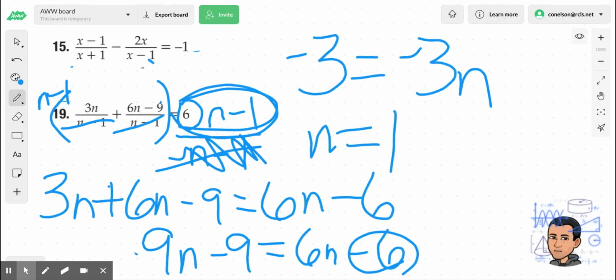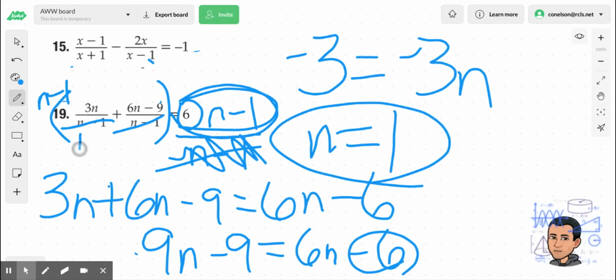Let me just double check my answer and see. So now that is the right answer. The negatives cancel out. But if you put it in there, you'll notice that if you put 1 in for n, you're going to get zeros on the bottom. And so that means that's an extraneous solution. I love that term, extraneous solution, which means then no solution on that one. There you go. We'll move on to the next one.